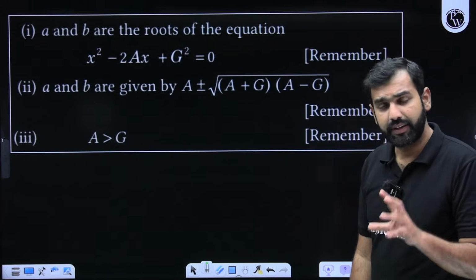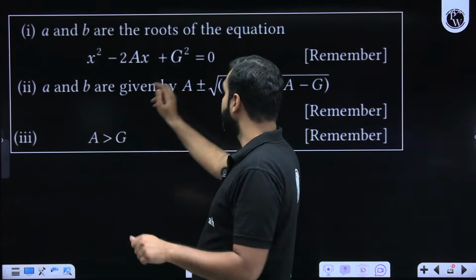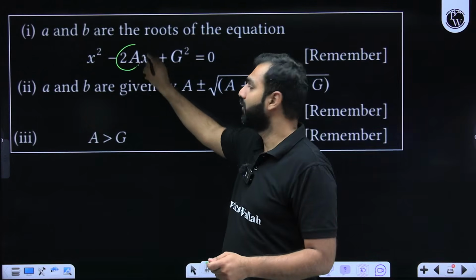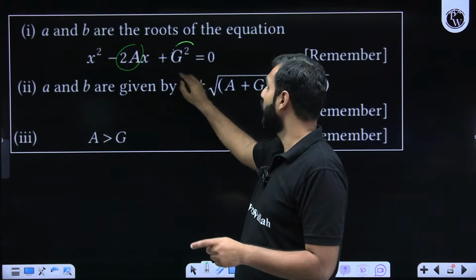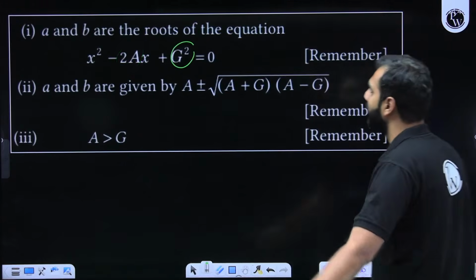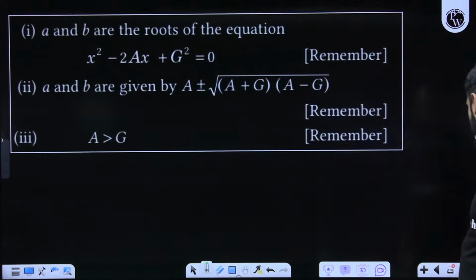If A and G are the arithmetic mean and geometric mean of two numbers, then A is (a plus b) by 2, and G is the square root of ab. So I hope you remember. (Alpha plus beta) by 2 means 2A will be alpha plus beta, and G square will be alpha into beta. Sum of the roots, product of the roots. A quadratic can be formed which has two roots, alpha and beta. Did you understand that statement?